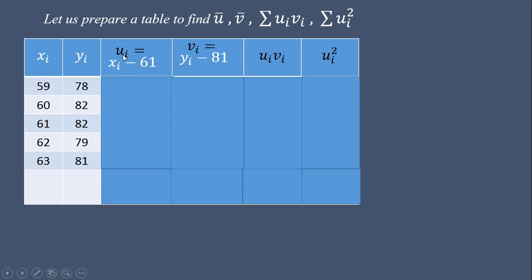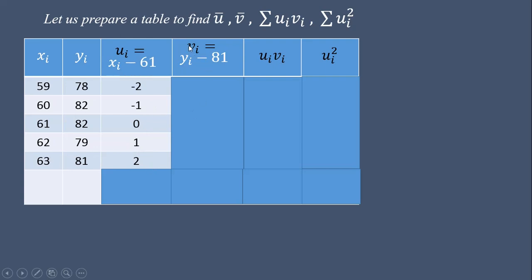Now this new variable ui is equal to xi minus 61. So these are the values of xi and we subtract 61 from each of them. 59 minus 61, 60 minus 61, 61 minus 61, 62 minus 61, 63 minus 61 and so on. So we get 59 minus 61 equal to minus 2, 60 minus 61 equal to minus 1, 61 minus 61 we get 0, 62 minus 61 we get 1, 63 minus 61 we get 2.